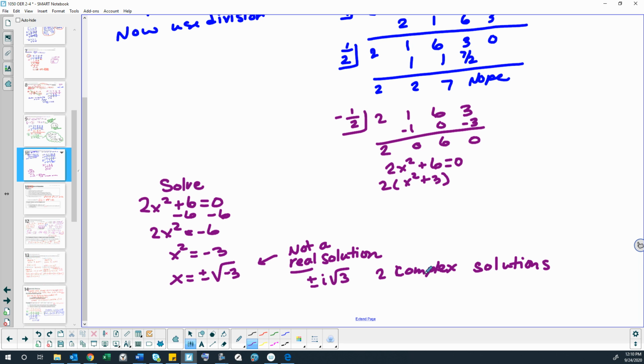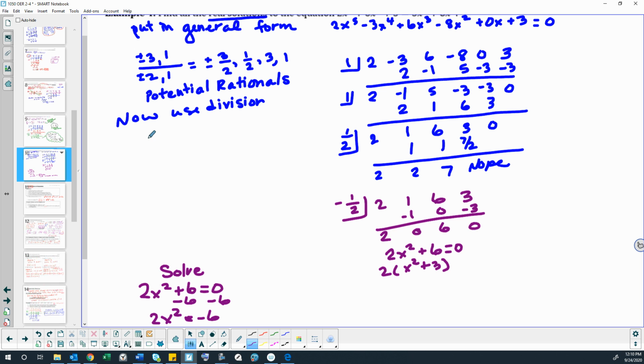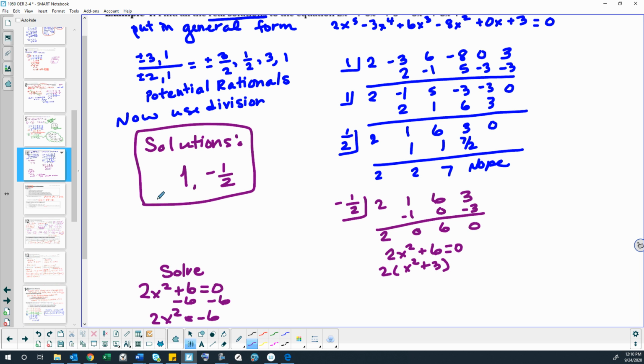So do we care about them in this particular problem? No, we don't. So the solutions then to this particular polynomial equation are 1 and -1/2, because those are the ones that worked with synthetic division. Those are the ones that weren't imaginary. And we don't need to worry about multiplicity or repeats. It's either a solution or it isn't. So that's it.